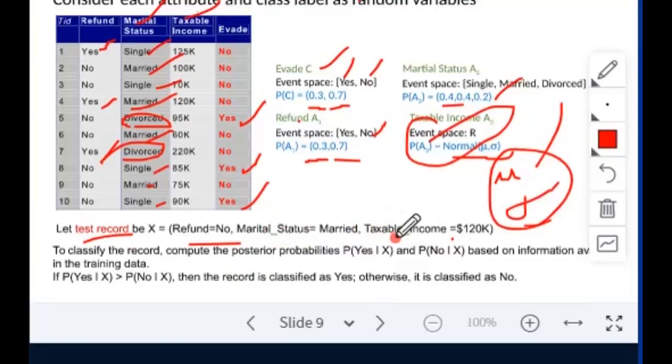So we have to find out which class it belongs to, whether it belongs to a defaulted class or a non-defaulted class. Defaulted means what? Yes. And non-defaulted means what? No. So we have to predict.